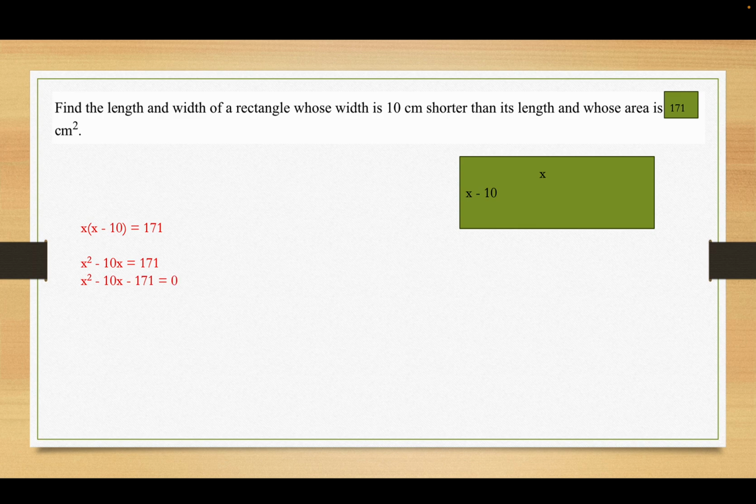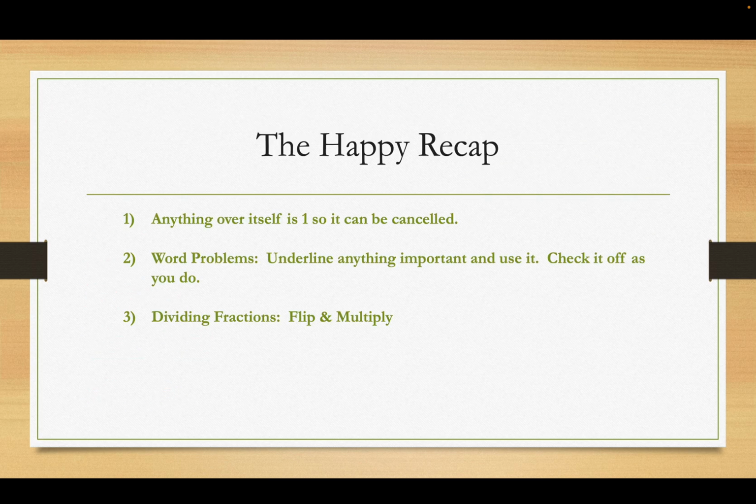Subtract it, get it all on one side. Factor. That's x minus 19 times x plus 9 equals 0. Maybe it's the guy on the left. Maybe it's the guy on the right. Add 19 to both sides. Subtract 9 from both sides. That gives me x is 19, x is negative 9. Cancel that negative 9 because this is length and width. You can't have a negative. 19 and 9 are the correct answers.